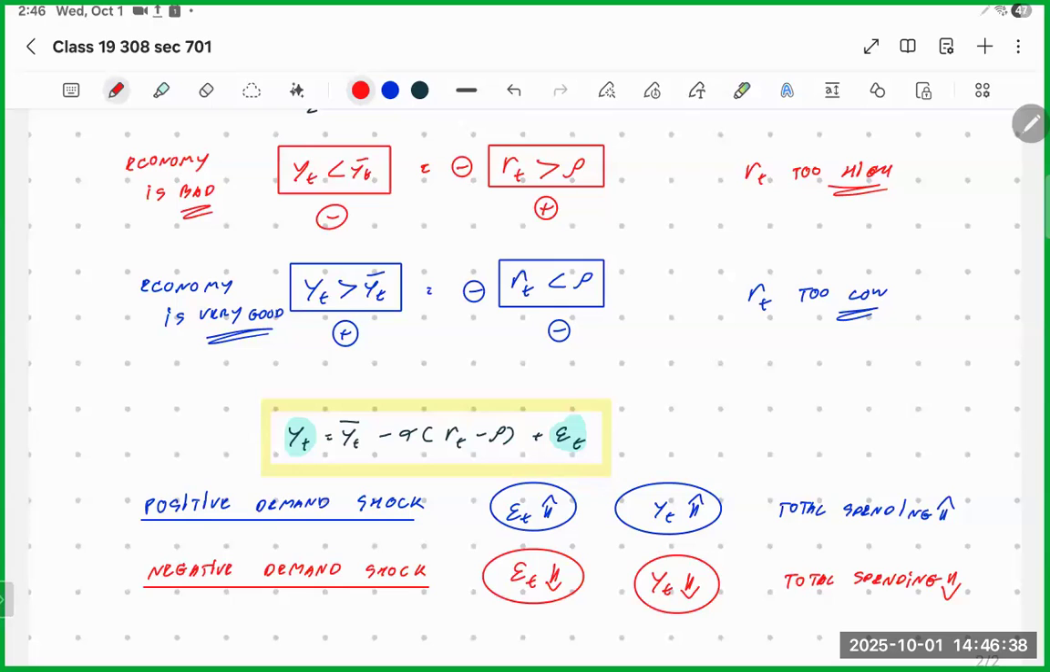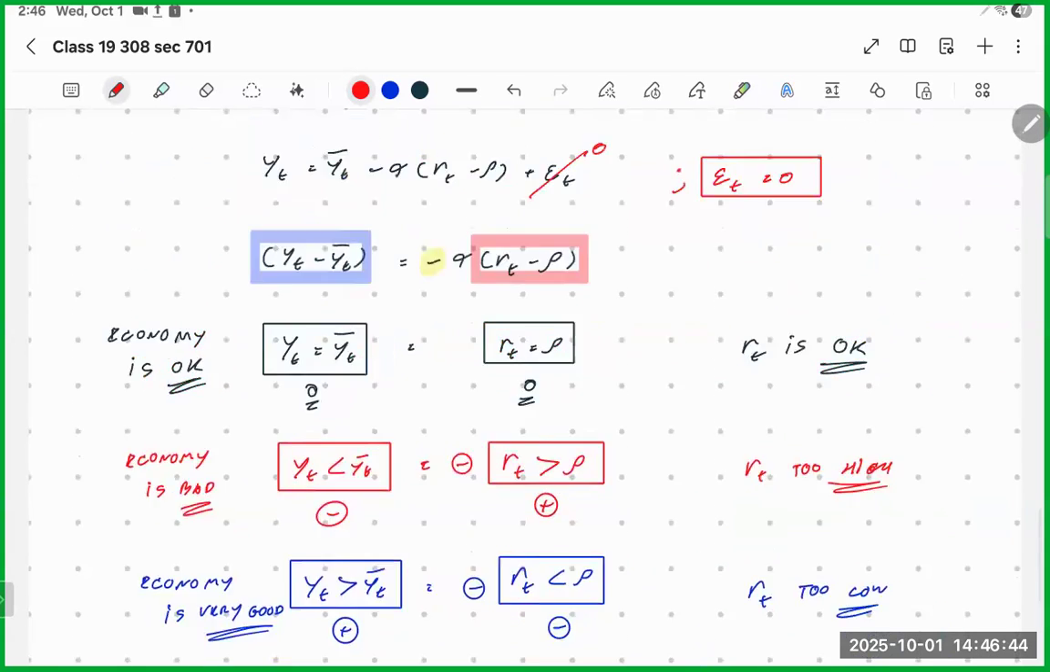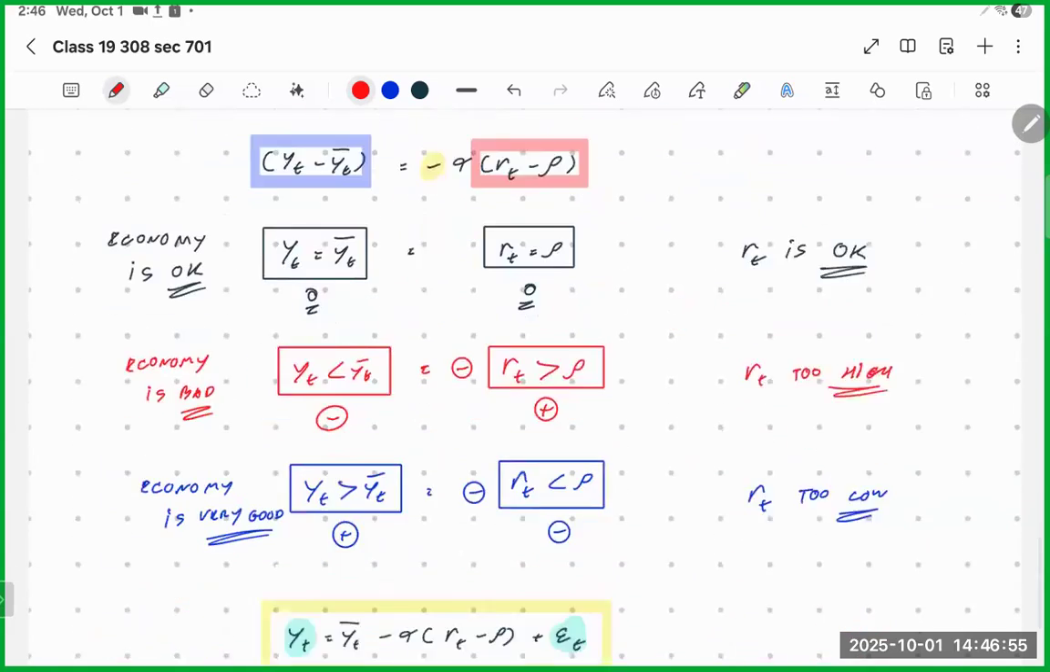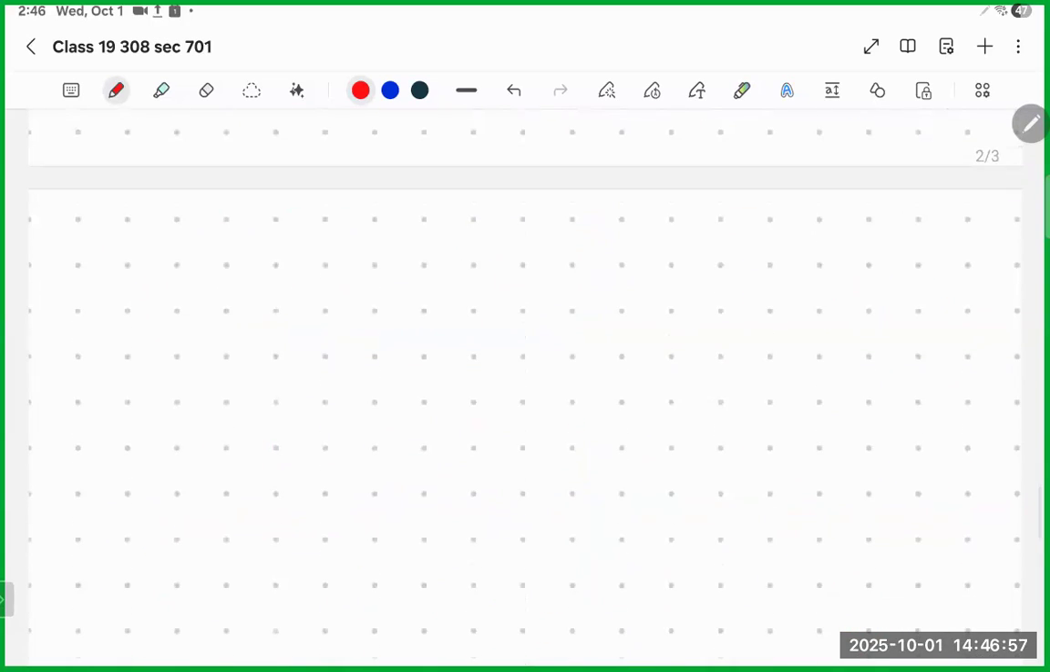Okay. This is the meaning of the first equation. The equation of demand for goods and services is equation number 1. Next, we're going to move to equation number 2.